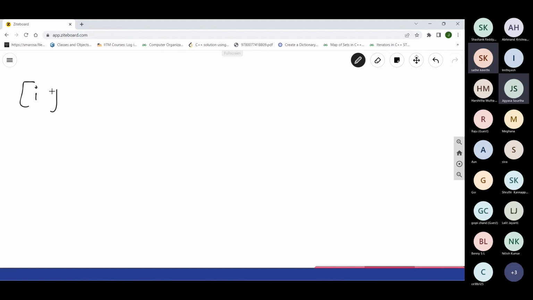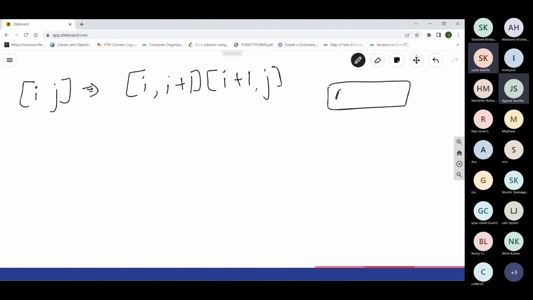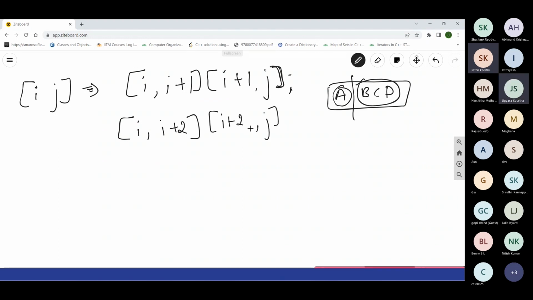The range IJ, you can break into the form of I to I plus 1, and the other part of the matrix will be I plus 1 to J. So here what we do actually, if you have a series of matrices, you divide it into 2 groups, and then you find the cost of multiplication of this matrix with the resultant of their multiplication. In the same way, this can be one possible case. Another possible case will be I to I plus 2 and I plus 2 to J, and so on. It will be I to J minus 1 and J minus 1 to J.